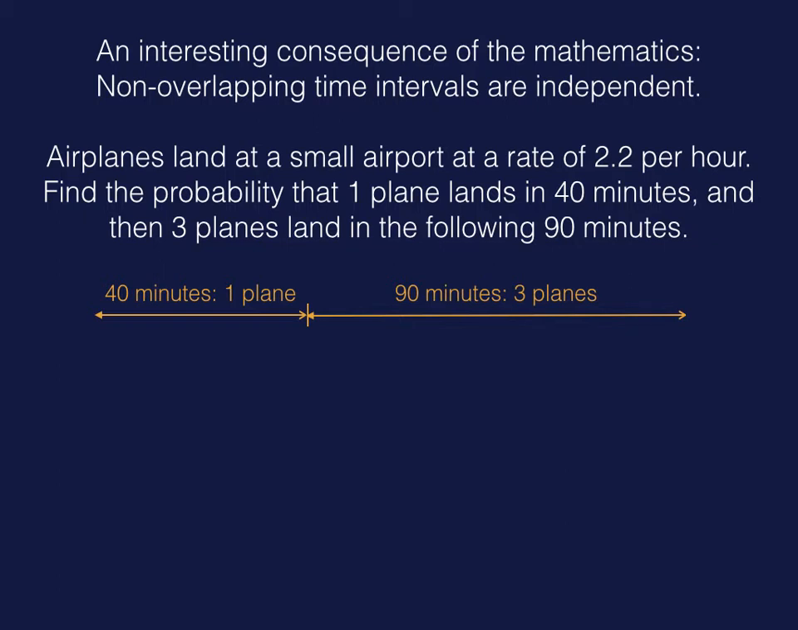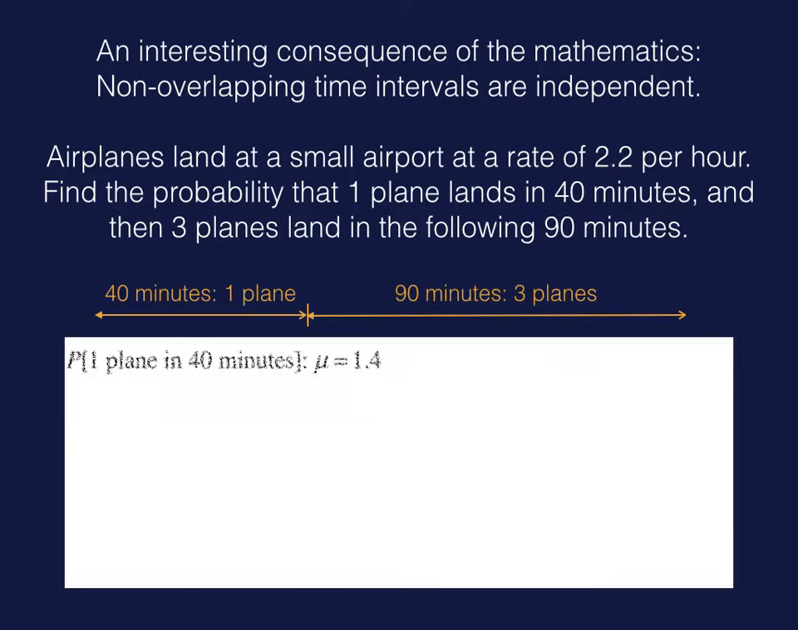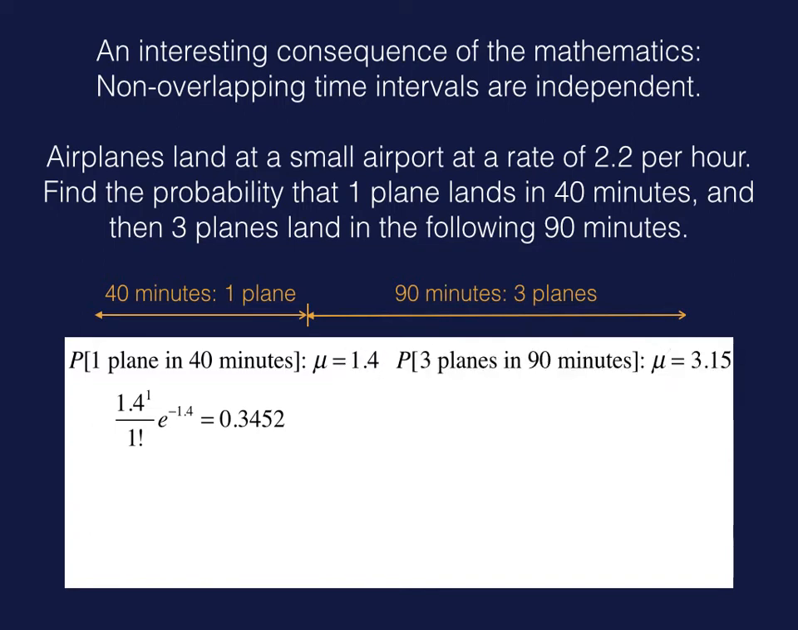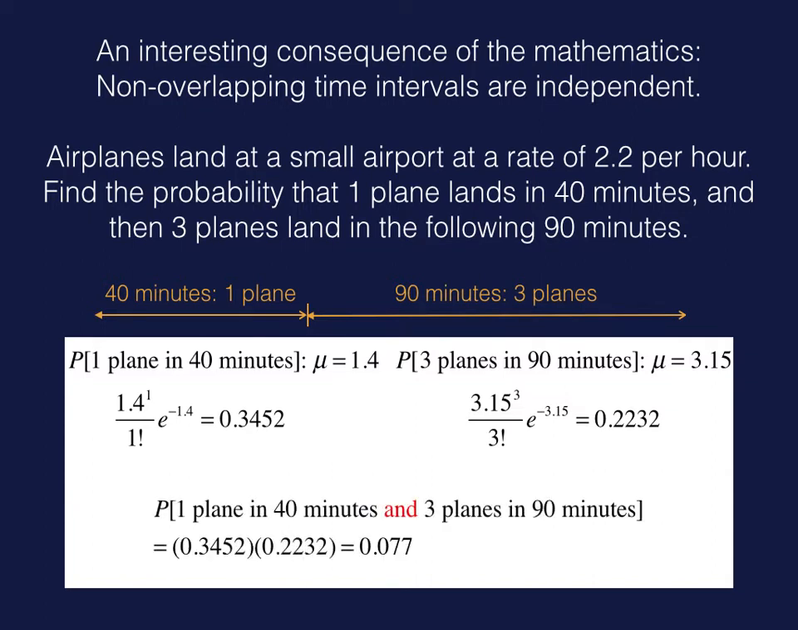So let's focus on the first 40 minutes. Now, in 40 minutes, at the rate given, you'd expect 1.4 planes to land. So the probability of getting 1 plane is 0.3452. Then in 90 minutes, at the rate given, you'd expect to get 3.15 planes. So the chance of getting 3 planes exactly is 0.2232. And because they're independent, I can just multiply those 2 together to get my final answer of 0.077.